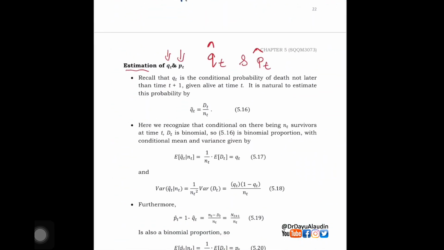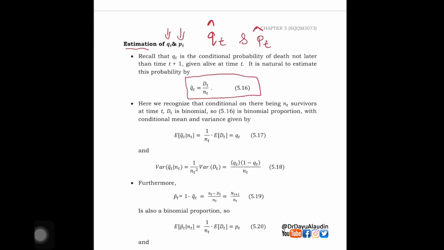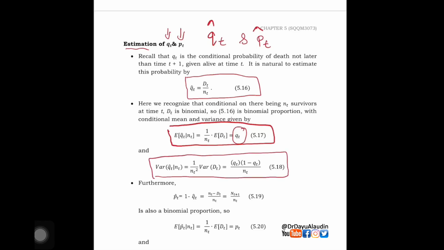Okay. So the formula that you have to know, same as 5.16, is the number of deaths at t over the number of survivors at t. And then you also have to know the variance; the mean is equal to q_t, and also the variance, 5.18. So you just take this one.